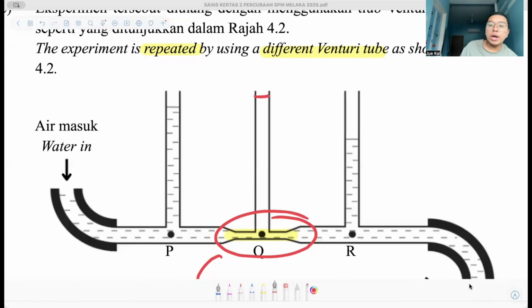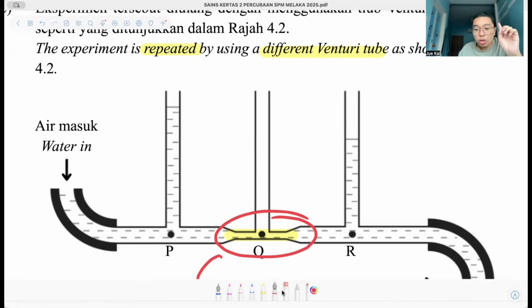Cannot. Why cannot? Try to tell me why cannot draw up until above there. Because of what? I'm guiding you. Why can't I draw here? Yes, the height must be lower than P and R. Good job, Qixuan. So you can draw here.